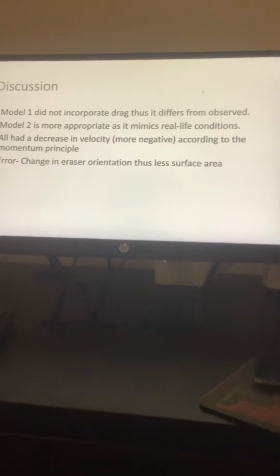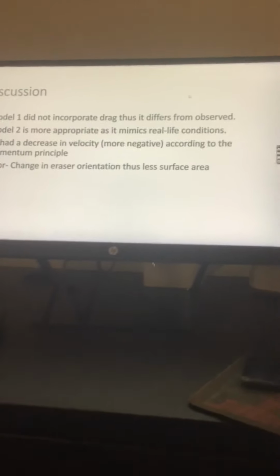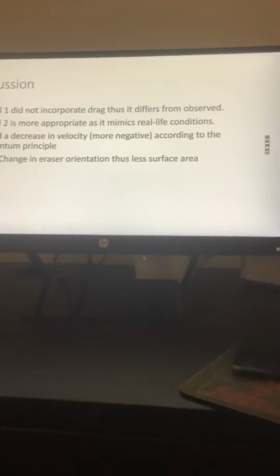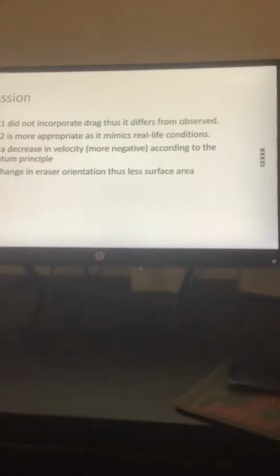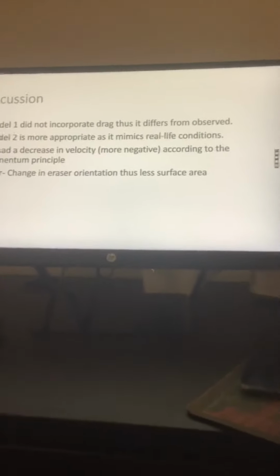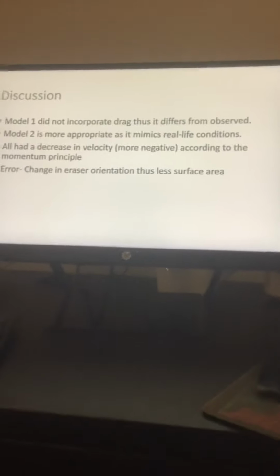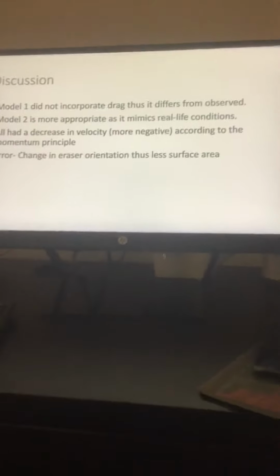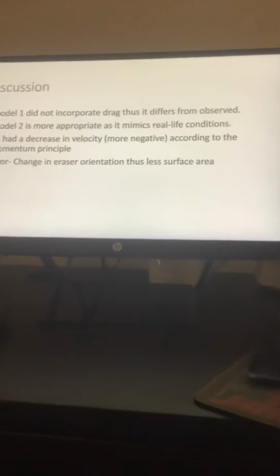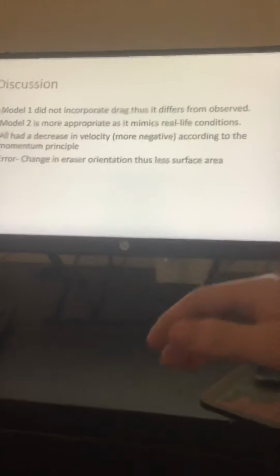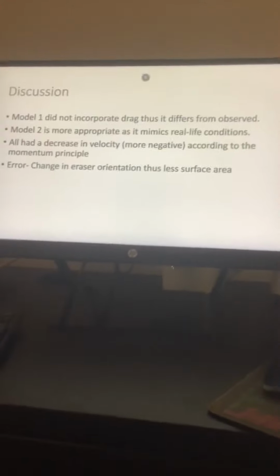So again, since Model 1 didn't incorporate drag, it differed from the observed, and Model 2 was more appropriate because it mimics real-life conditions. They all had a more negative decrease in velocity, but the speed was increasing. A possible error was that the eraser was wobbling a little bit, so the surface area wasn't constant, so drag wasn't hitting perpendicularly, I guess, exactly as often as when it was flat, which can cause it to not fall as fast.